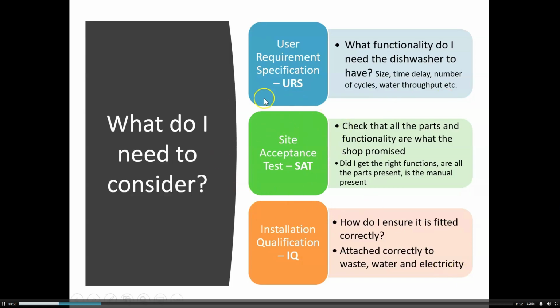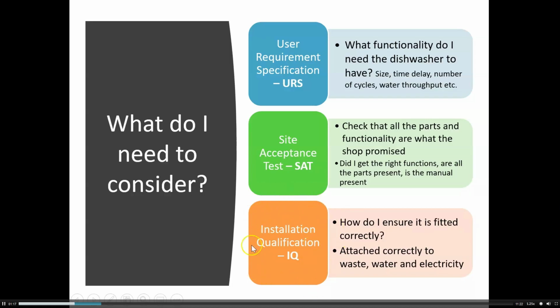The second part of the project would be your site acceptance test, your SAT. So once you get the dishwasher in, how do you check that all the parts of the functionality are what the shop promised to be? Have you got a checklist for that? Did you get the right functions as per the spec in the shop? And are all the parts present? And is the manual present?